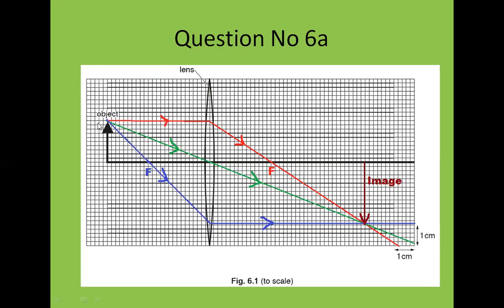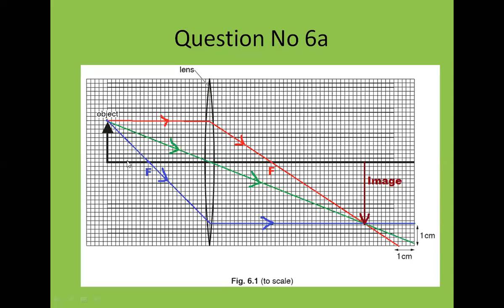Okay, so this is my object. From the top of this object, they have asked us to draw only 2 rays, but I have shown all the 3 rays which are being used. This red one starts from the head of the object and moves parallel to the principal axis. When it passes through the lens, it passes through the F on the right side.